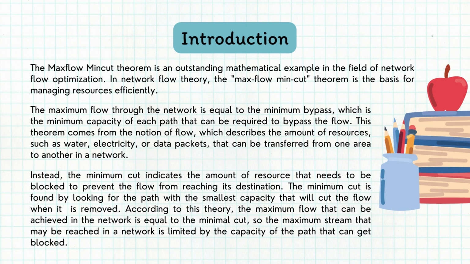The minimum cut is found by looking for a path with the smallest capacity that will cut the flow when it is removed. This theorem is used in many fields, including computer science, to solve problems such as task scheduling, resource allocation optimization, and network routing.